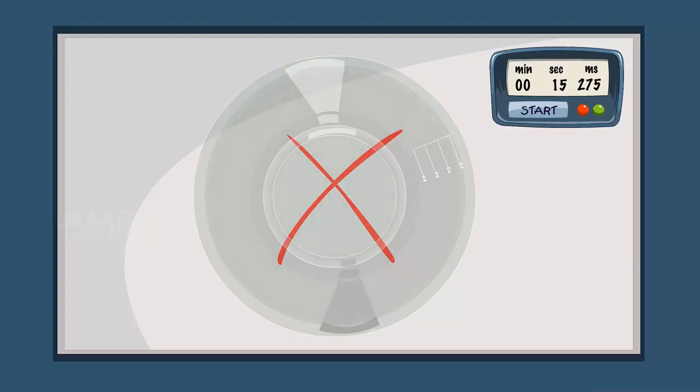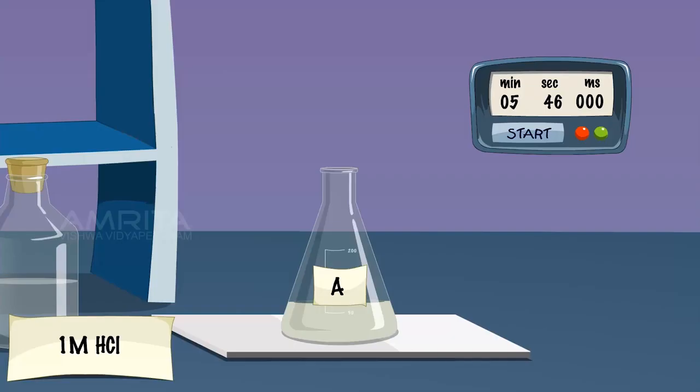Go on observing the liquid in the conical flask from the top. The insoluble sulfur formed during the reaction gives a milky appearance and makes the solution opaque. Stop the stopwatch when the cross mark on the tile becomes just invisible. Note down the time taken for the cross mark to become invisible.